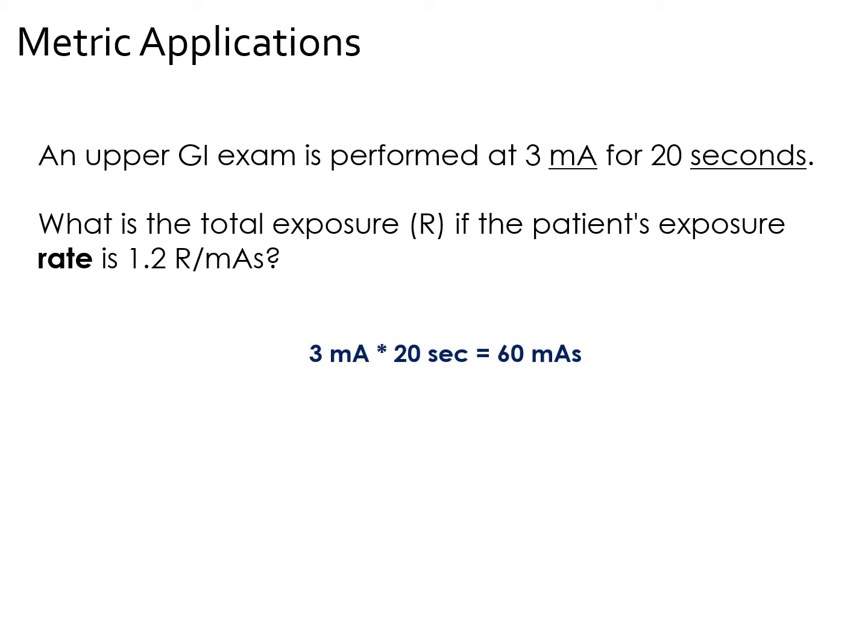3 milliamps times 20 seconds is 60 milliamp seconds. Now I have milliamp seconds, so I can take the unit rate, which is 1.2 R per milliamps, and multiply that by milliamp seconds. Here they cancel out, and I get 72 R's. This is just like taking 30 miles per hour, multiplying it by the amount of hours to get how many miles. It's the same thing. Whenever you have a unit rate, you're looking for this slash or this per right there. That's indicating a rate.